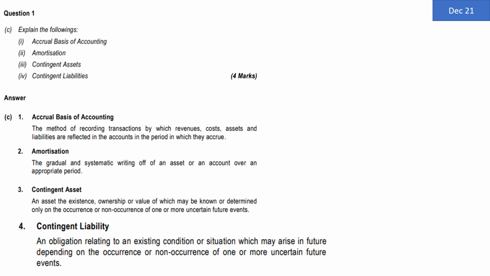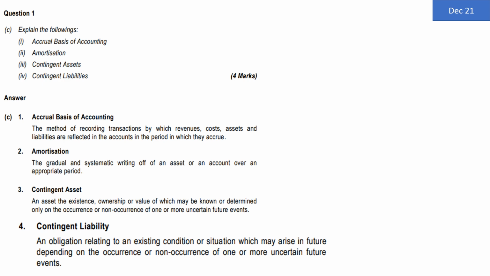Now it is going to be an obligation relating to an existing condition or a situation which may arise in future depending on the occurrence or non-occurrence of one or more uncertain future events. So it's an existing condition we may have to pay. But whether we will have to pay or not, that is going to be dependent on a future uncertain event.